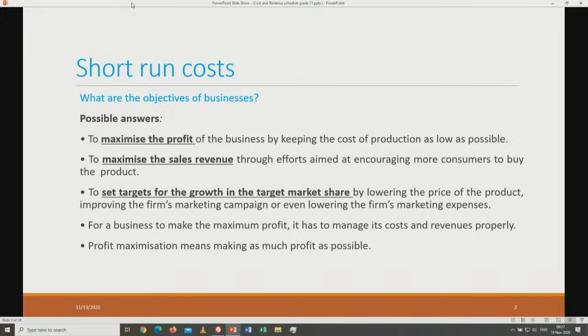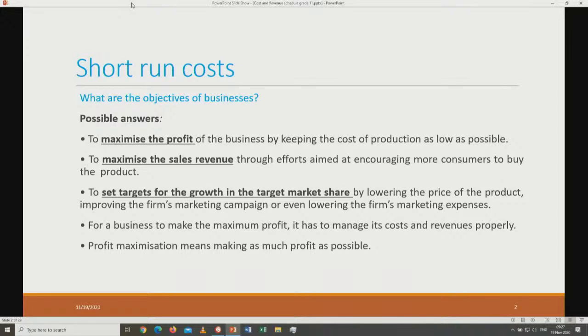If you make a profit of about, in a micro enterprise, you make a profit of about 250,000 per annum, you cannot be satisfied by that profit. Your aim should be to maximize that profit from 250,000 to at least 300,000 per annum. So that should be the aim of each business.